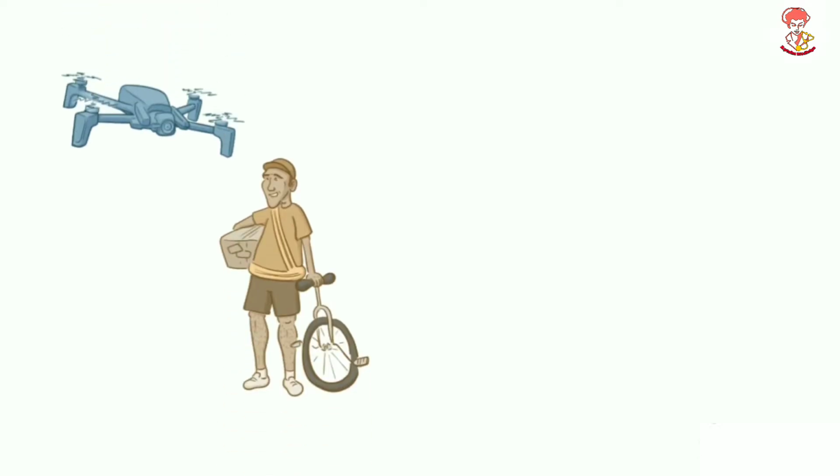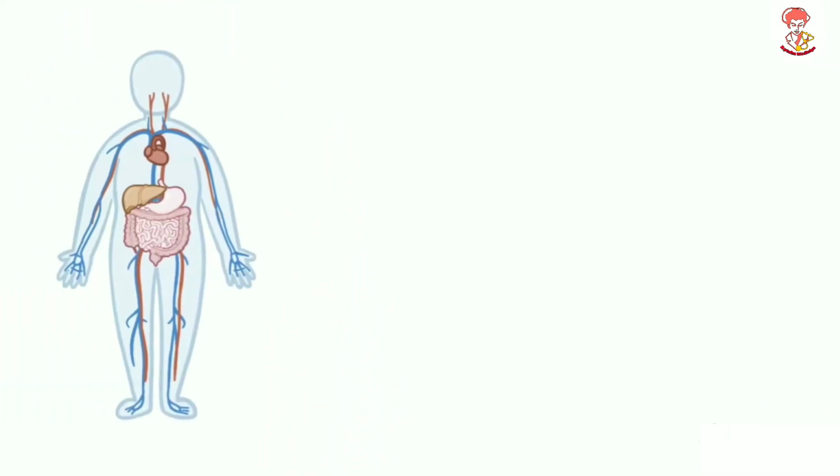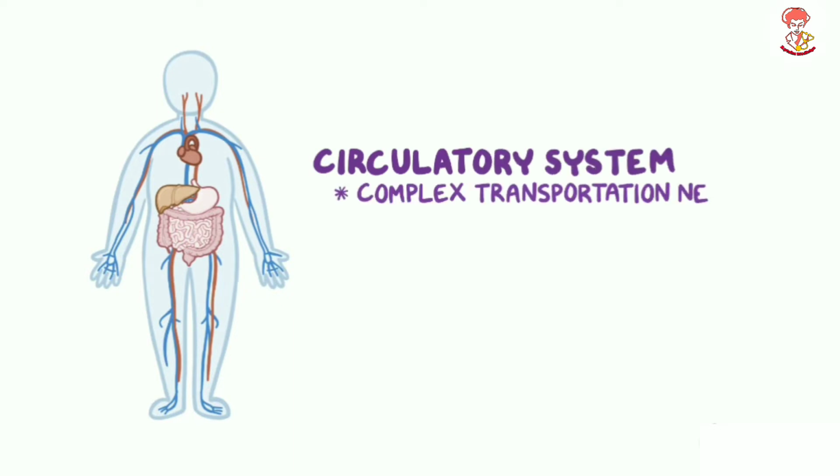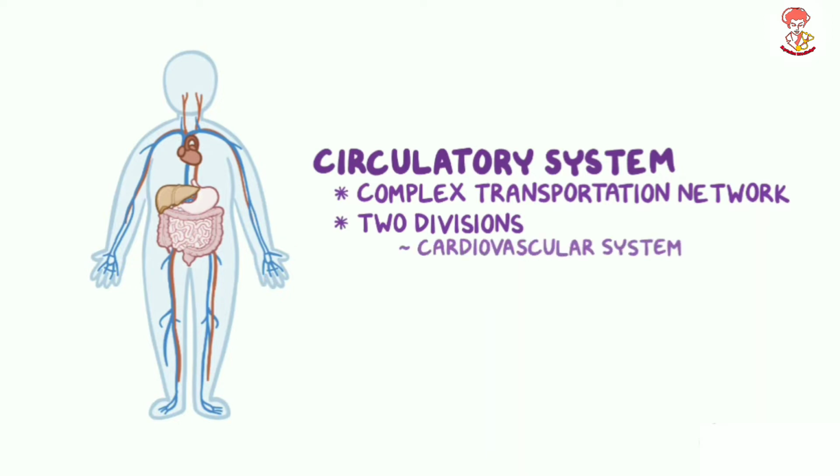A society depends on a complex network of transportation in order to supply and transport important goods and materials. The same idea applies to the human body. In our body, the circulatory system is a complex transportation network which allows movement of important materials such as oxygen in all the body. This circulatory system has two divisions, the cardiovascular system and the lymphatic system.